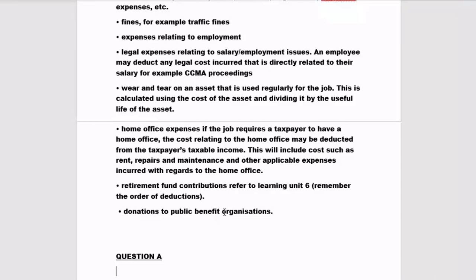Retirement fund contributions, we're going to deal with that in Learning Unit 6. But it's important to also remember the order of deductions. Donation to the PBO, Public Benefit Organization: the last time I checked, it was actually 10% of their taxable income.